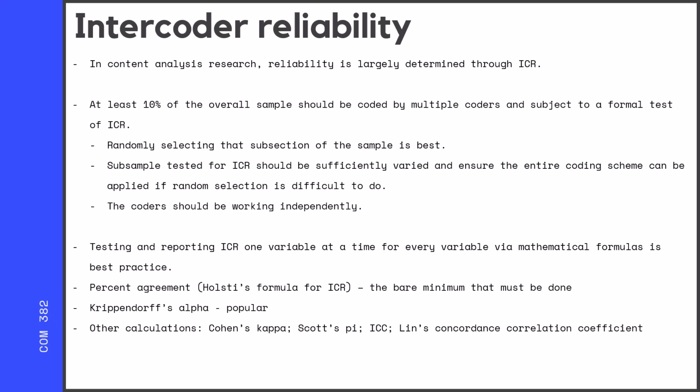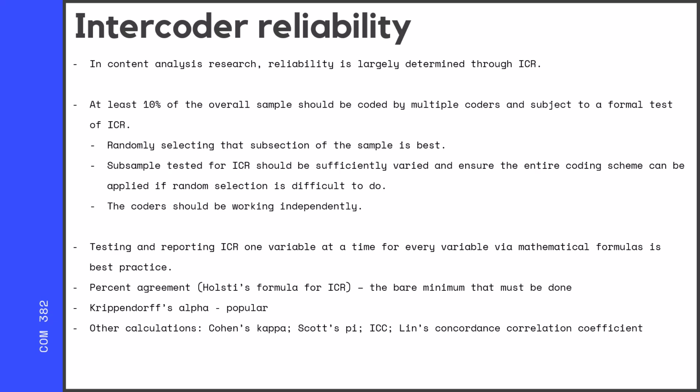So how we do this is a thing called intercoder reliability. Sometimes it's called inter-rater reliability too, because you're rating something, but coder, rater, same idea. This is how we determine reliability in content analysis. So the general rule is at least 10% of the total sample needs to be coded by multiple coders and go through a statistical intercoder reliability test. You want to randomly select that selection, probably, because that's the most accurate. And there should be enough variance so that the entire coding scheme can be applied, and coders always should be working independently from each other.